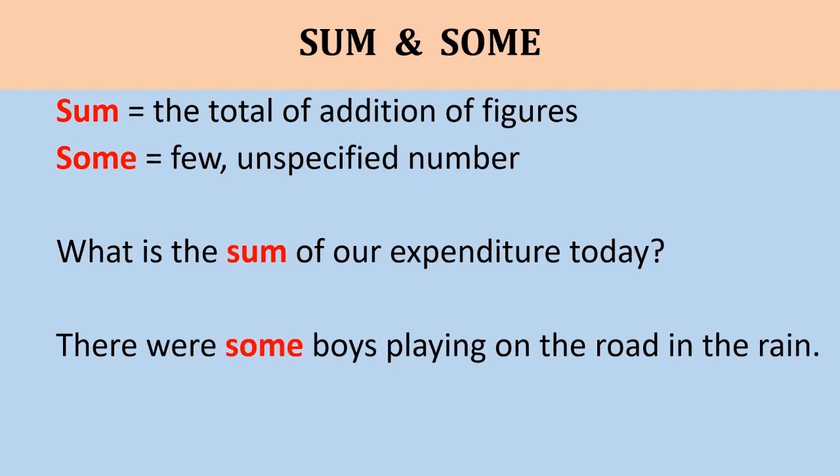This pair of homophones, spelt as SUM and SOME. SUM, sum, is the total number of addition of figures. You add some numbers and then you get a total that you call as sum. And then SOME is few in number. You don't know how many, unspecified. That means not clear how many, we don't know.